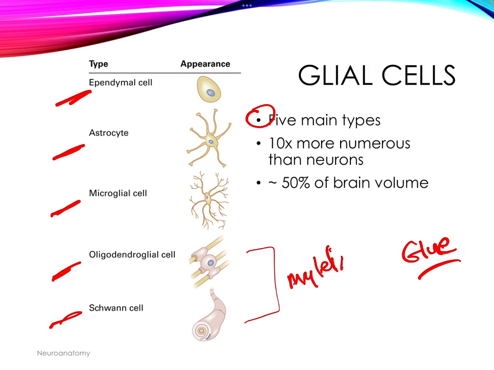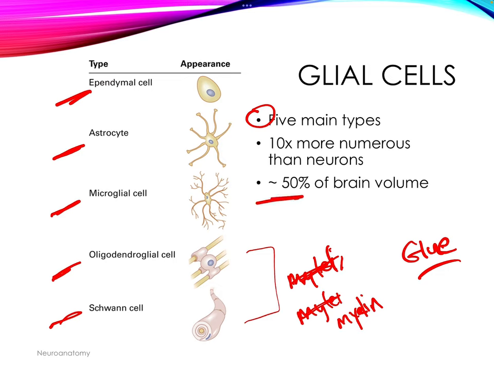Okay, so these are, I still can't spell. I've spelled that wrong. Oh my goodness. We're going to come back to that. We're going to come back to the Schwann and the oligodendrocyte cells. I cannot believe it. There we go. Let's throw that E in there.